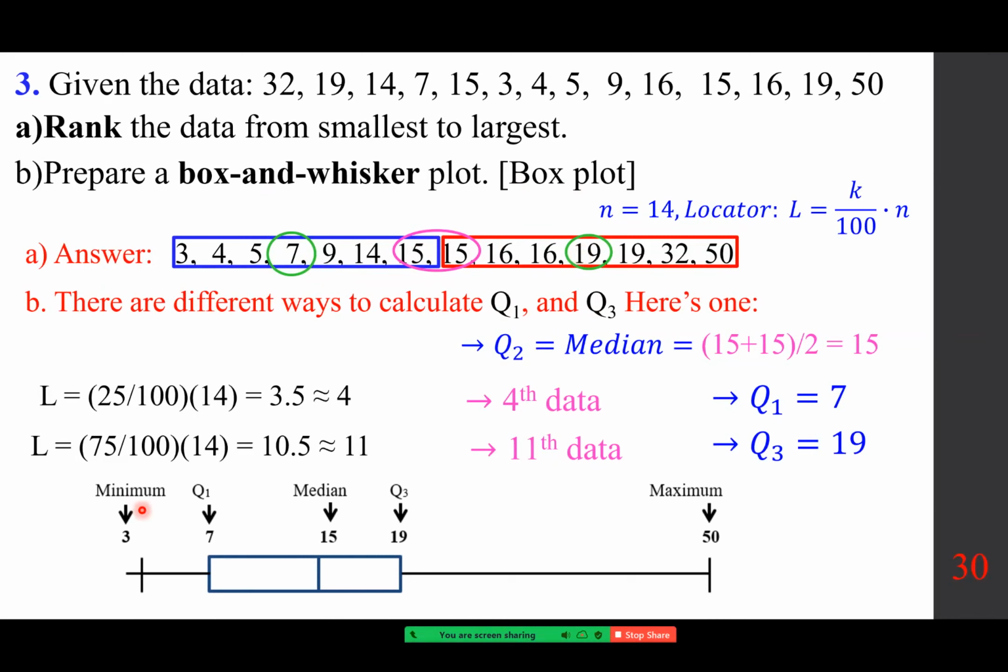So we need the minimum, we need the maximum, and there is a line that connects them. We have Q sub 1, Q sub 2 or median, Q sub 3. This is the box, and we put a line here, and it's called box and whisker plot, because this is your box, which contains Q sub 1, Q sub 2 or median, and Q sub 3. Whiskers, here's the minimum value, here's the maximum value.